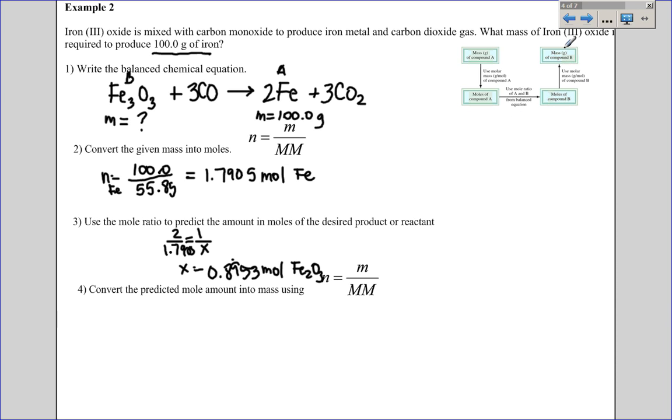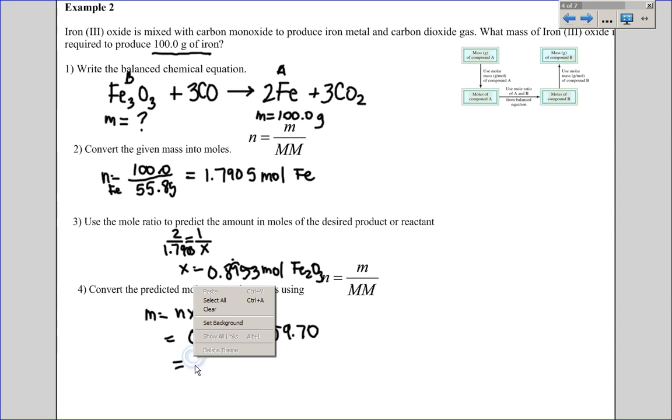So my last step is to find the mass of iron oxide. And mass is equal to moles times molar mass. The molar mass of iron oxide, I take twice the molar mass of iron plus 3 times the molar mass of oxygen. And remember that when you are finding your molar masses, you're going to use 2 decimal places in order to keep a lot of significant digits.